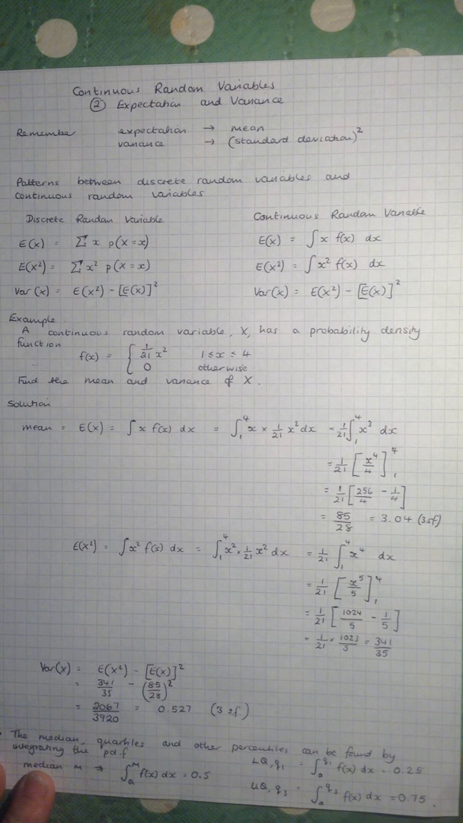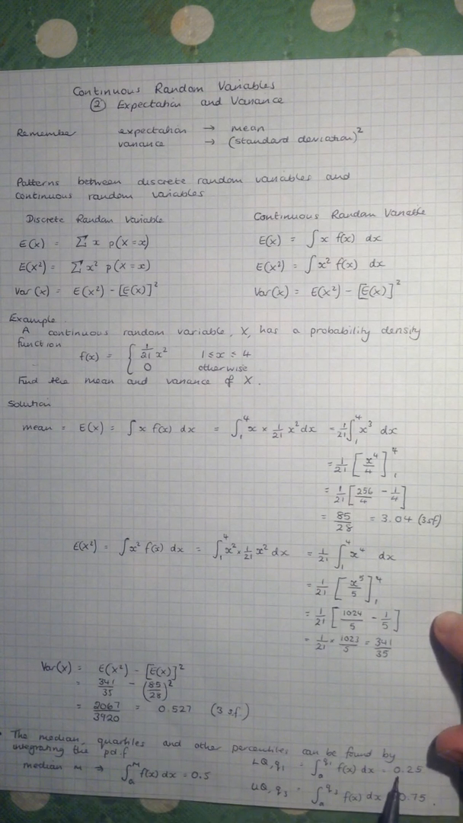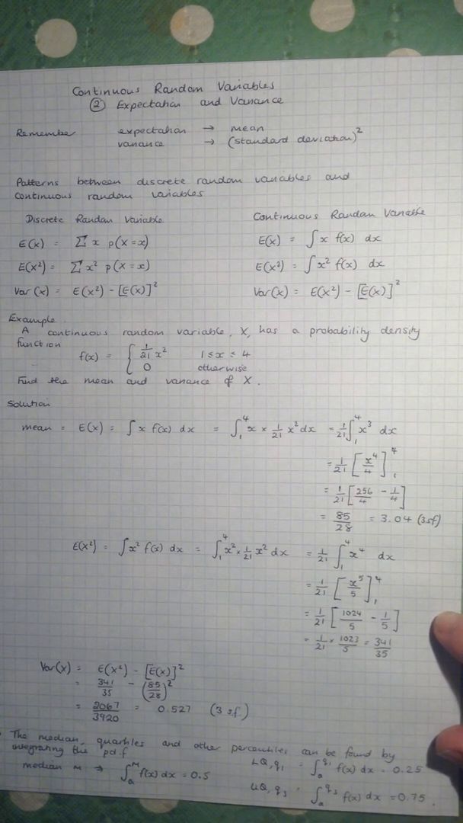The lower quartile you do exactly the same, except obviously the lower quartile is 25%, or a quarter of the way through the data, so that one you integrate must equal 0.25, and then the upper quartile would be 75%, or 3/4 of the way through the data, so when you integrate that it must be equal to 0.75.